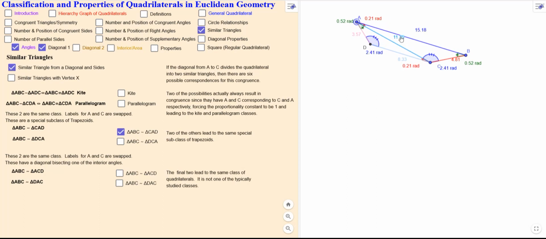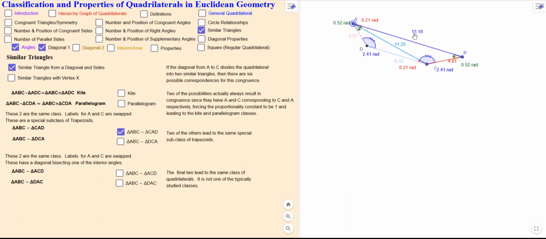Not congruent, as you can see this time. So this time, whatever your proportionality constant is, let's see, we take side AB from the first one. CA is going to correspond to that in the second one. So whatever your proportionality constant is, multiply, in this case, the 15.18 by whatever that K is to get the 11.25. Okay, we'll multiply by 11.25 over 15.18.